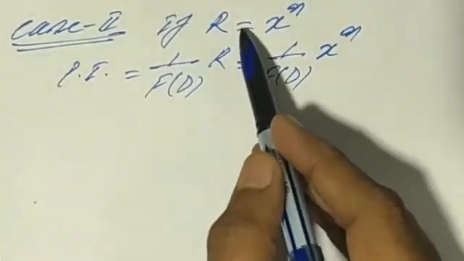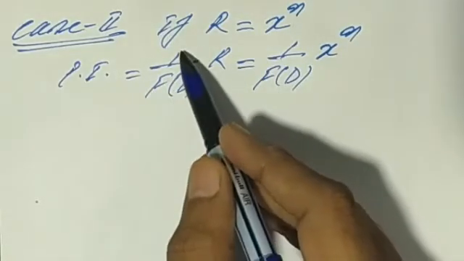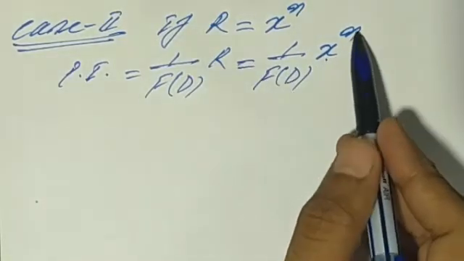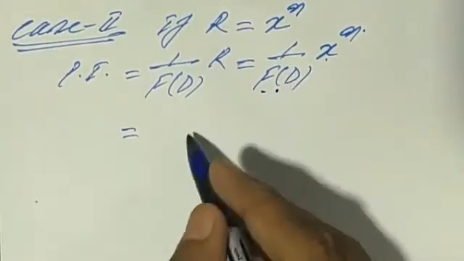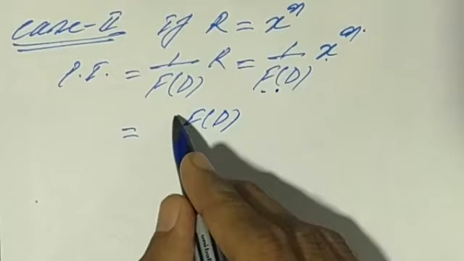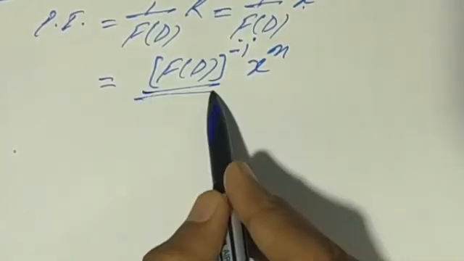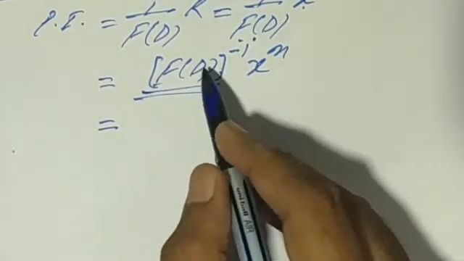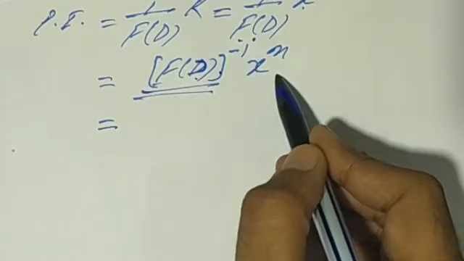Now case second, if R is of the form x raised to the power n, then the particular integral, which is always 1 upon f(D) into R, turns out to be 1 upon f(D) into x raised to the power n. So in this case, we have to take f(D) in the numerator, so it becomes f(D) raised to the power minus 1 x raised to the power n. Then we need to expand this using binomial theorem, and then we operate those differential operator capital D on this function one by one for each term.